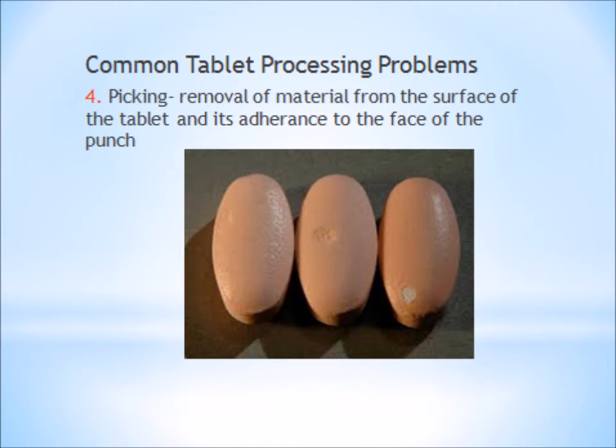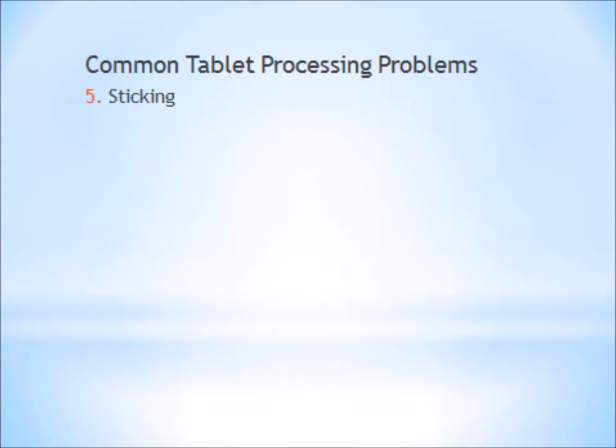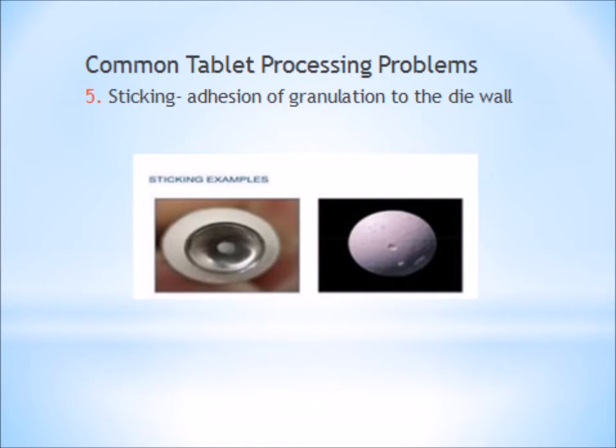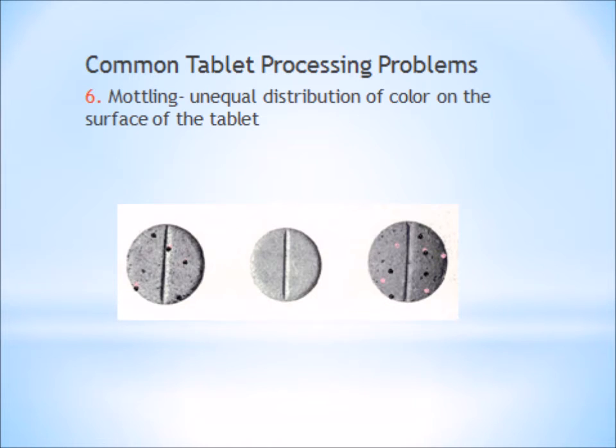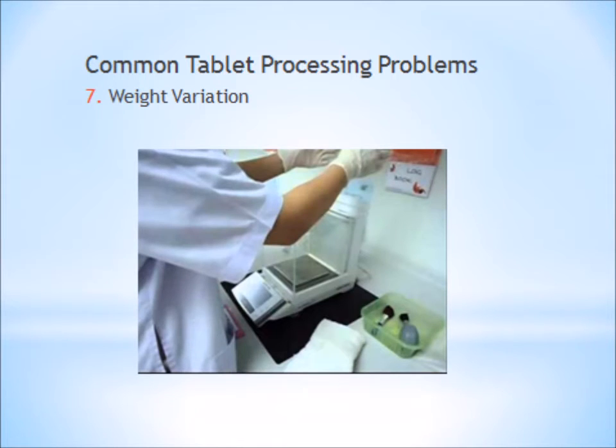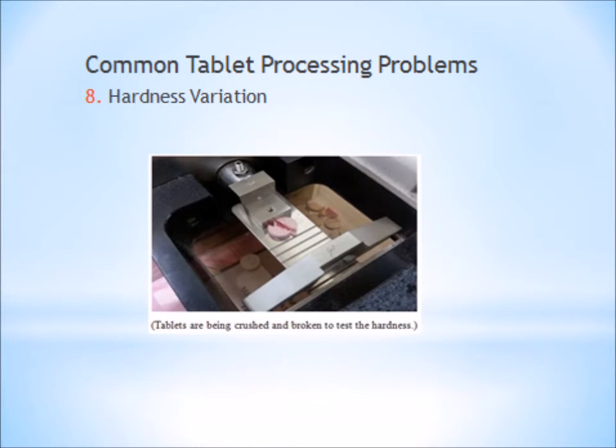Picking. It is the removal of material from the surface of the tablet and its adherence to the face of the punch. Sticking. Adhesion of granulation to the die wall. Mottling is the unequal distribution of color on the surface of the tablet. Weight variation and hardness variation.